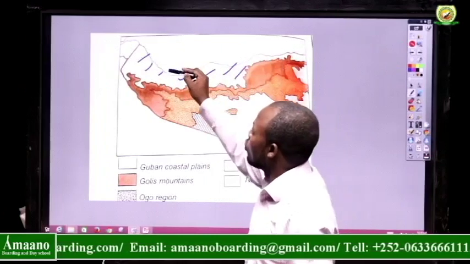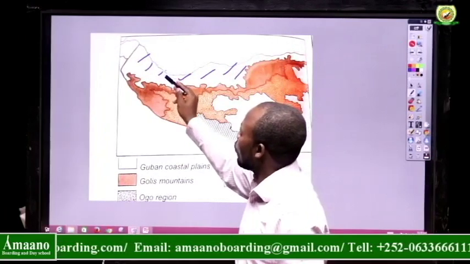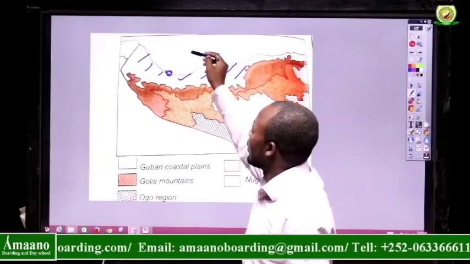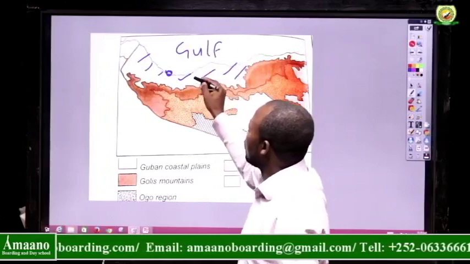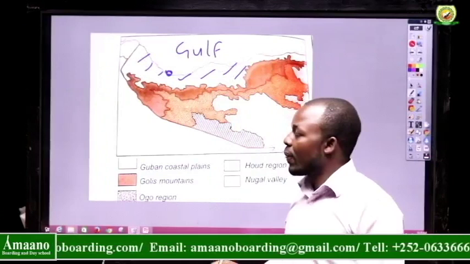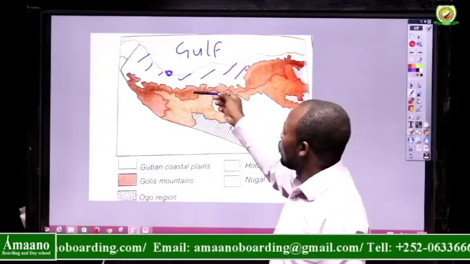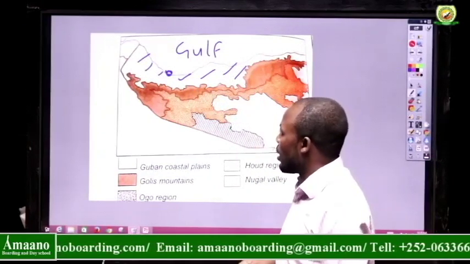The Gulf of Aden is here. Those of you who have ever gone to Berbera, you know very well that if Berbera is here, then the Gulf of Aden is here. This is the Gulf. Now, the region that is close to the Gulf is the Guban, followed by this region here, which is the Golis.